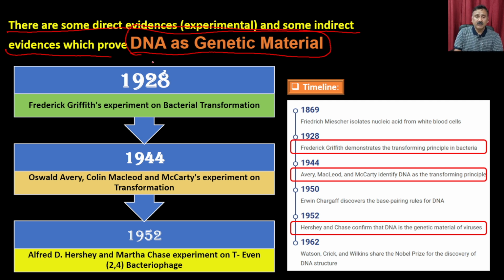So in 1928, Frederick Griffith performed an experiment on bacterial transformation, and by doing this experiment he proved that the information present in the DNA is carried from one bacteria to another, and that's how it changes the phenotype, and that's how it is responsible for the death of the mice.